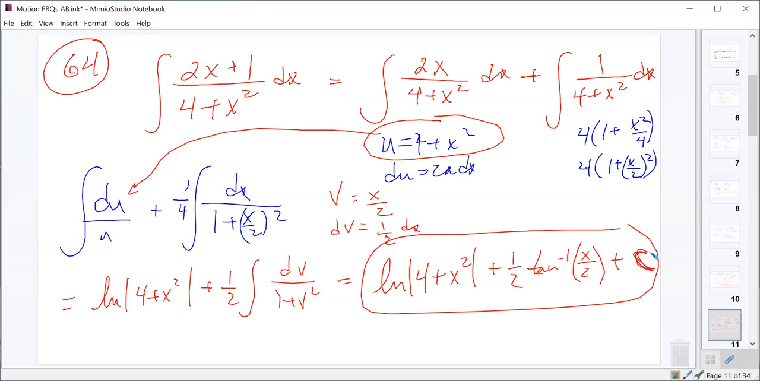Everybody good there? Makes sense. What is that? That's choice D. They got rid of the absolute value on the x squared plus 4 because x squared is positive and 4 is positive. So add them together, it's always positive. All right, 44.